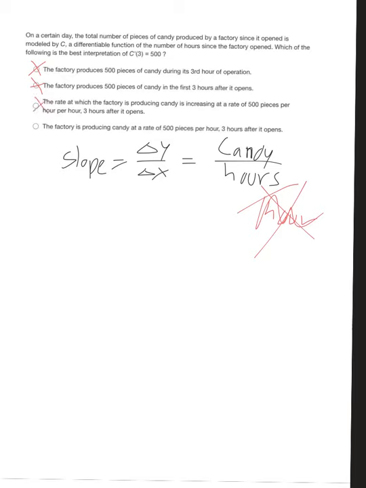Let's make sure it makes sense, though. The factory is producing candy at a rate of 500 pieces per hour. Hey, that's candy per hour, yes. 3 hours after it opens. That's the key to a derivative, that this rate is at a particular time, not for the first 3 hours, not during the third hour, but at time t equals 3. So that's exactly what the derivative means. Very nice.